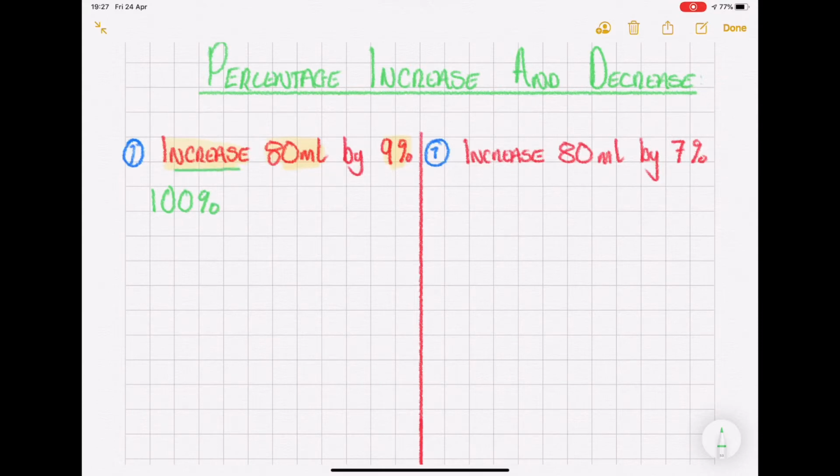And because we're increasing, we're going to add. And how much are we increasing by? We're increasing by 9%. So we're going to add 9%, like that. If we do that sum, we end up with 109%. If you haven't seen it already, I'd watch the lesson on finding a percentage of an amount, because this is going to look very similar. So we take our 109% and we divide that by 100, and that gives us 1.09.